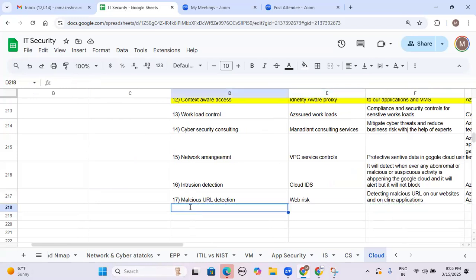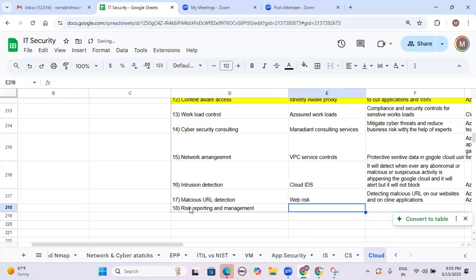So next feature, risk reporting and management. What will this risk reporting and management do? Whatever security posture our organization is using, it will also connect with the insurance partners. For example, if something happens, maybe transferring of the risk. As per the risk mitigation controls, we have four different types of controls: risk acceptance, risk avoidance, risk mitigation, and risk transfer.